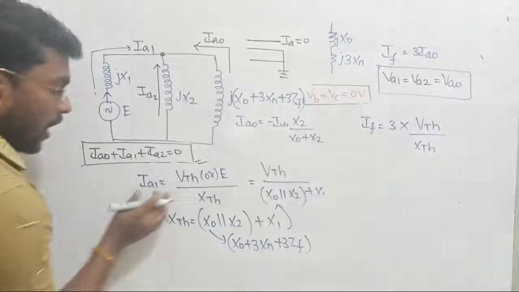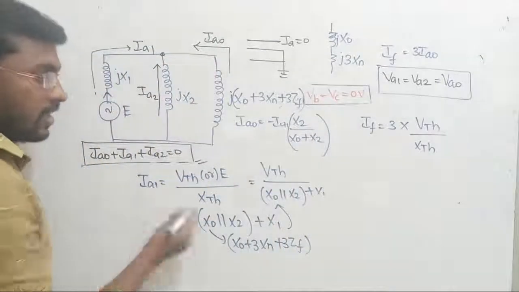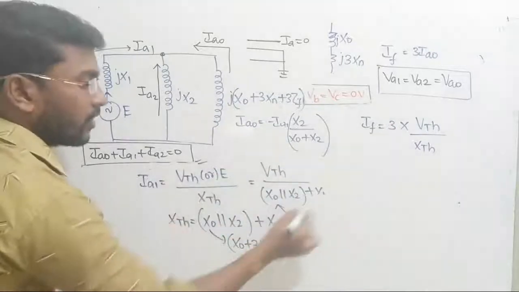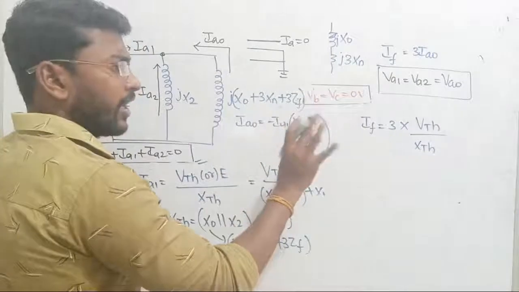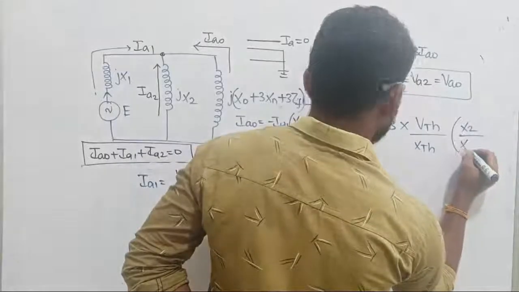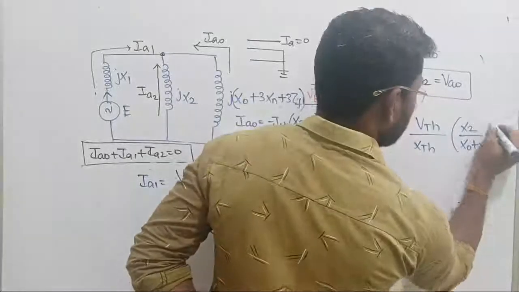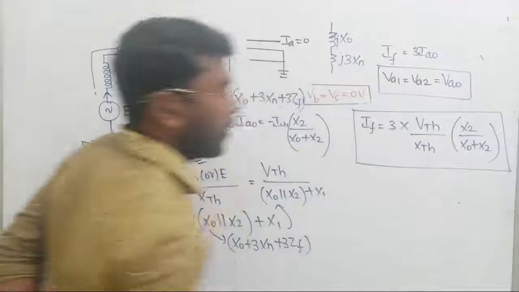IA0 equal to what? IA1 into x2 divided by x0 plus x2. Yes. IA1 is the net value. So IA1 I have considered. Of course I have to consider this minus, but I don't want it. I am considering magnitude. With this we have to consider x2 upon x0 plus x2. That's all. Finally, that is how we are calculating the value of fault current.